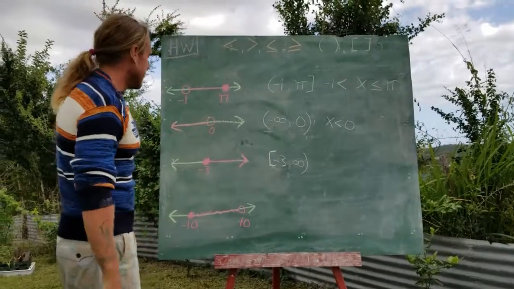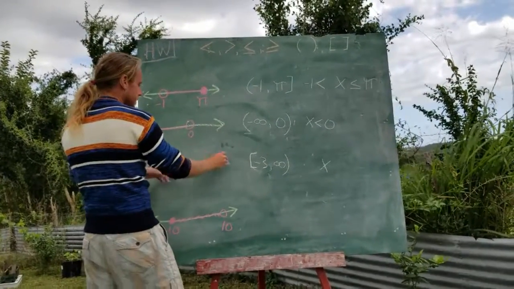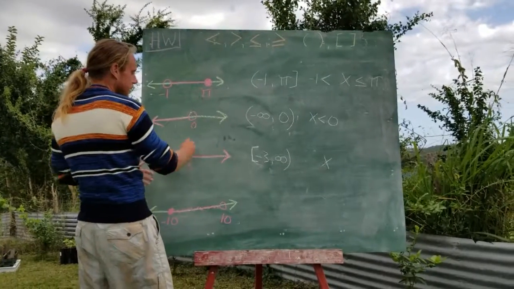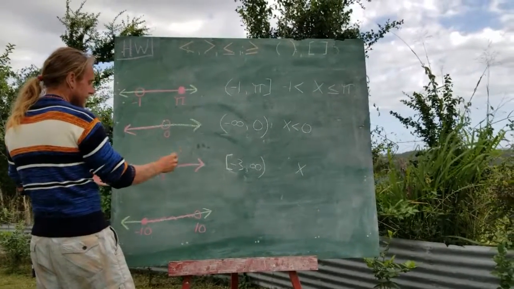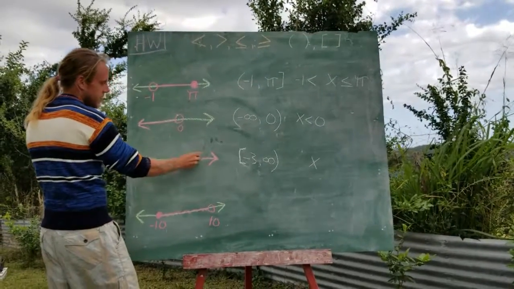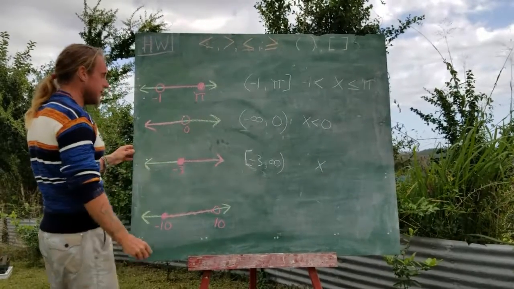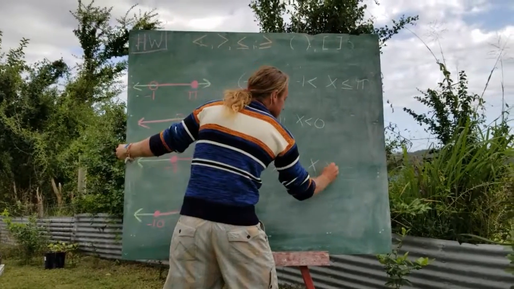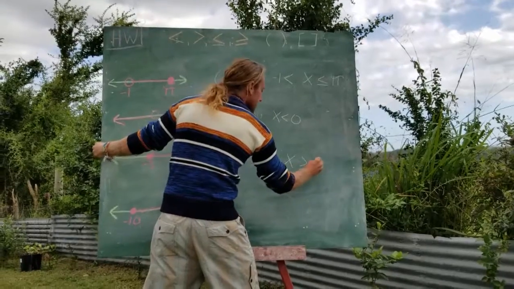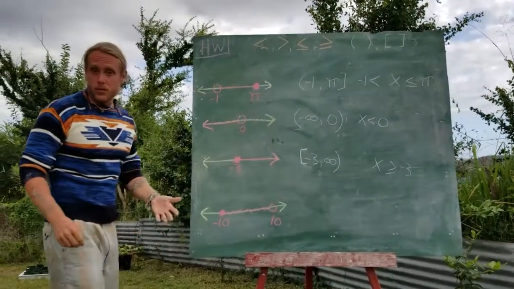All right, in terms of inequalities, any red point or any arbitrary x we choose that is within this interval, within this set, will be, with respect to -3, greater than or equal to -3. So x is greater than or equal to -3. Or again, we could say -3 is less than or equal to x.